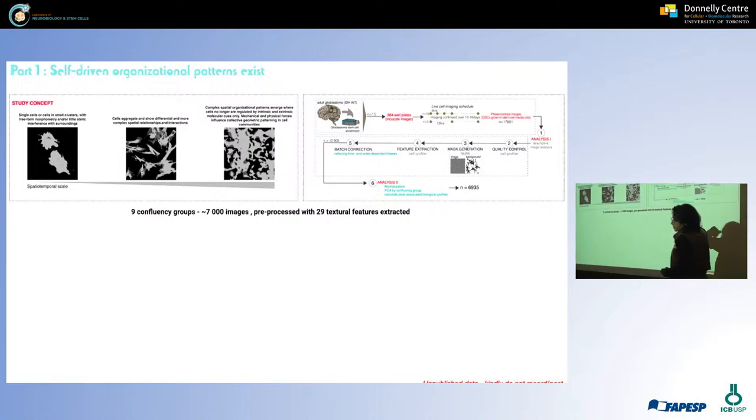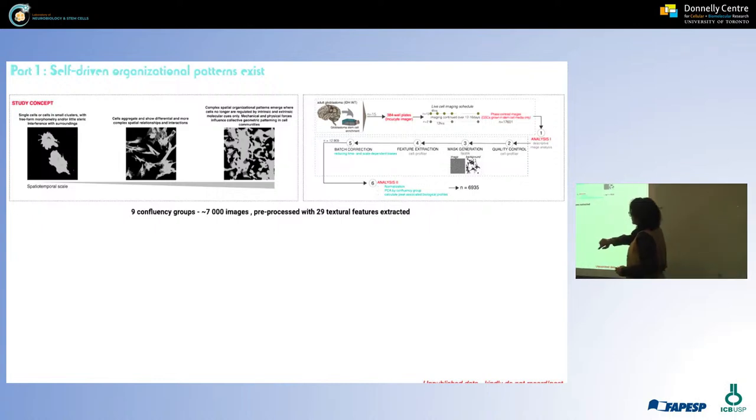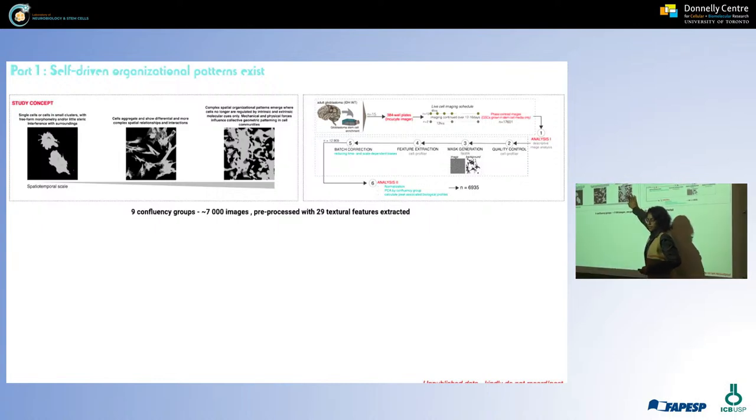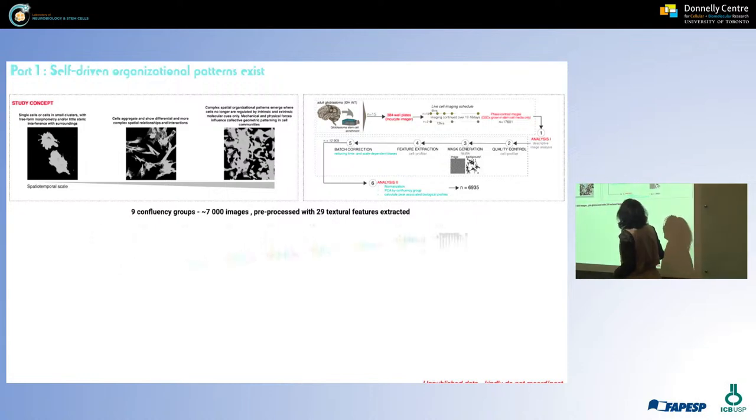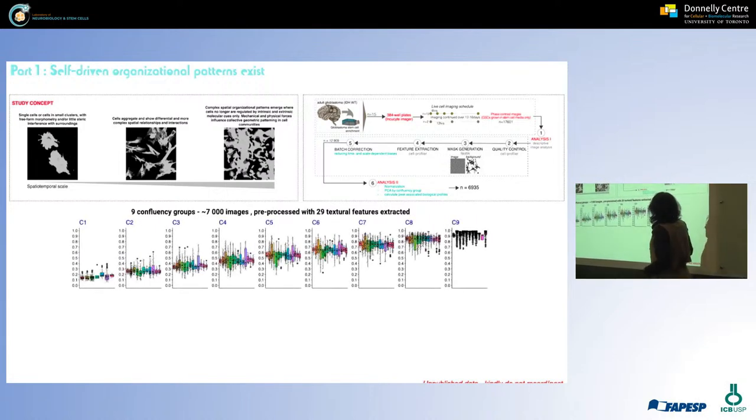I realized that a lot of the time when we do drug treatment, we don't consider the compact settings. But in the human brain, your GBM cells are all compact. You need to get to them, so you want to understand that. So, 9 confluency groups, all separated by samples.